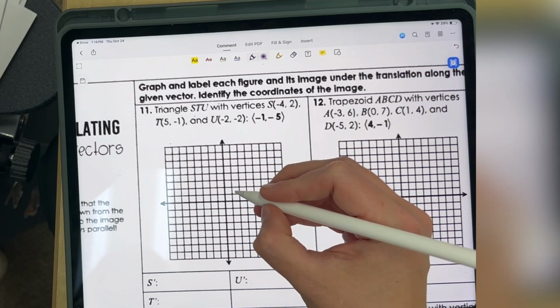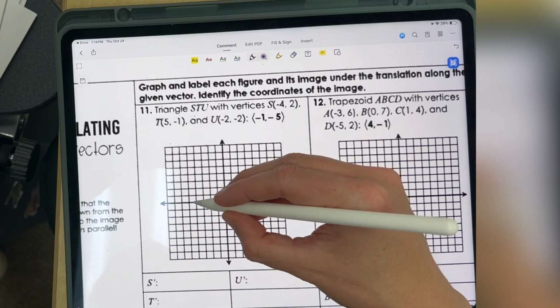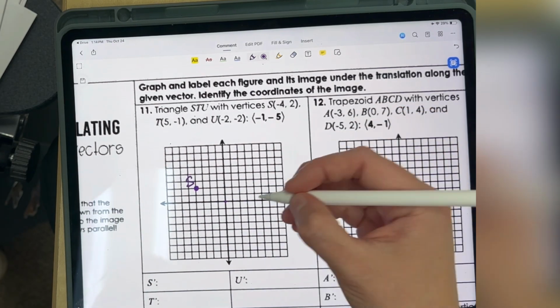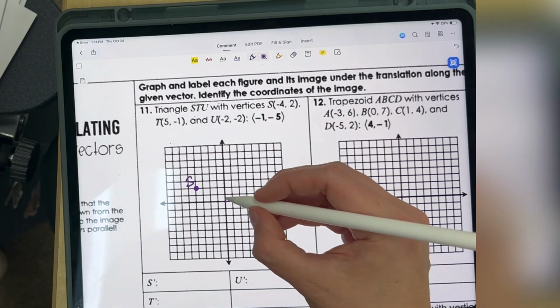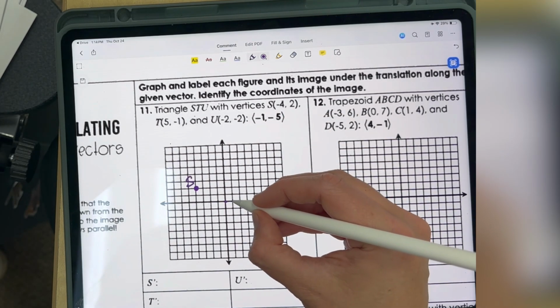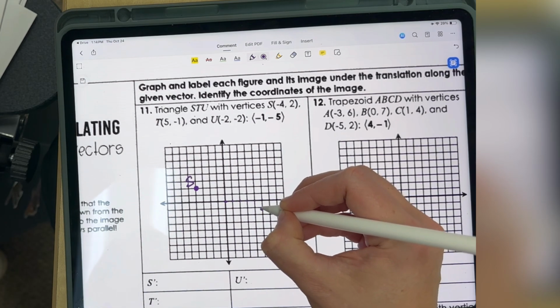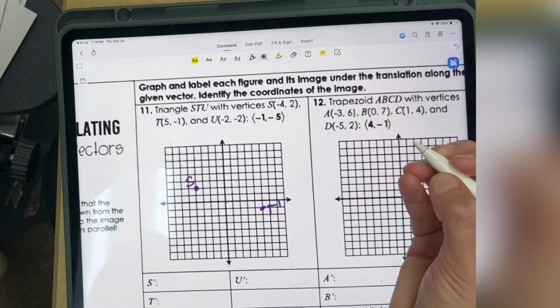I said go -4. So starting at the origin right here, I'm going to go 1, 2, 3, 4, and then up 2. And that's the pre-image S, okay? T is at (5, -1). That means 1, 2, 3, 4, 5 to the right, and then down 1. Okay, there is pre-image T.